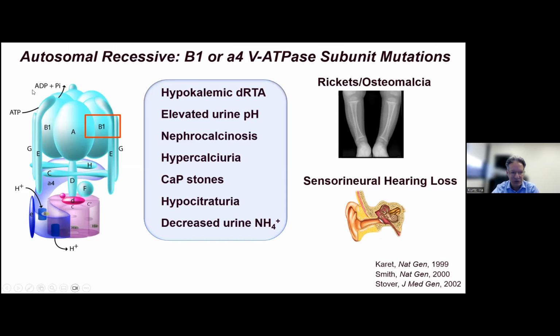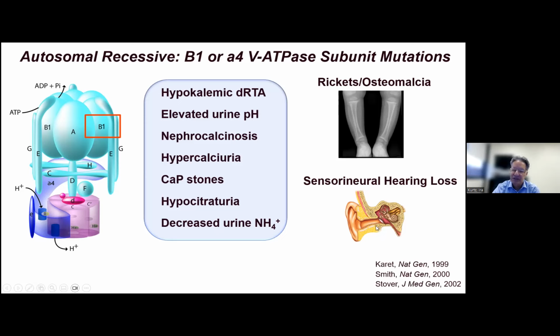So if you imagine an inverted cell here with the cytoplasm here, this is the lumen of the collecting duct. This is the urine side. This whole complex here is responsible for splitting ATP. These proteins are responsible for translocating a proton from the cell into the lumen. The B1 subunit has been shown to be mutated in these patients, and they end up with this phenotype: hypokalemia, nephrocalcinosis, hypercalciuria, calcium phosphate stones, hypocitraturia, decreased urine ammonium, elevated urine pH.